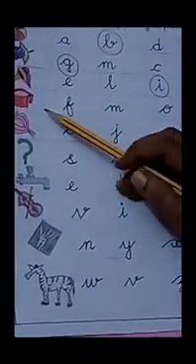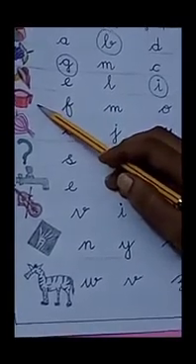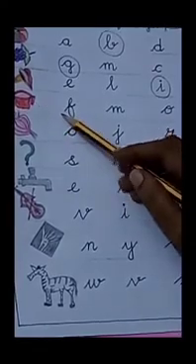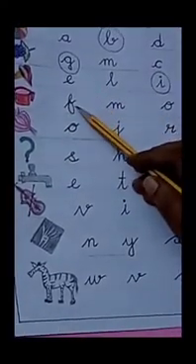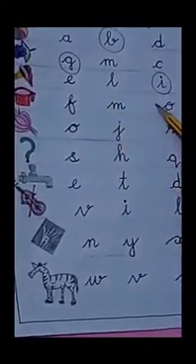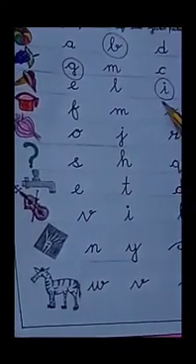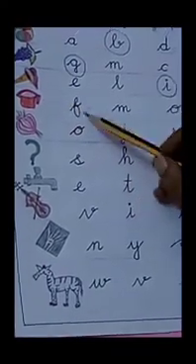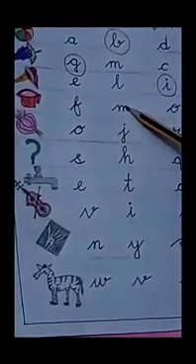Now go to the next picture. What is this picture? It's a mug. What are these letters? F, M and O. What is the beginning letter of the mug? It's M. So we will circle the letter M.